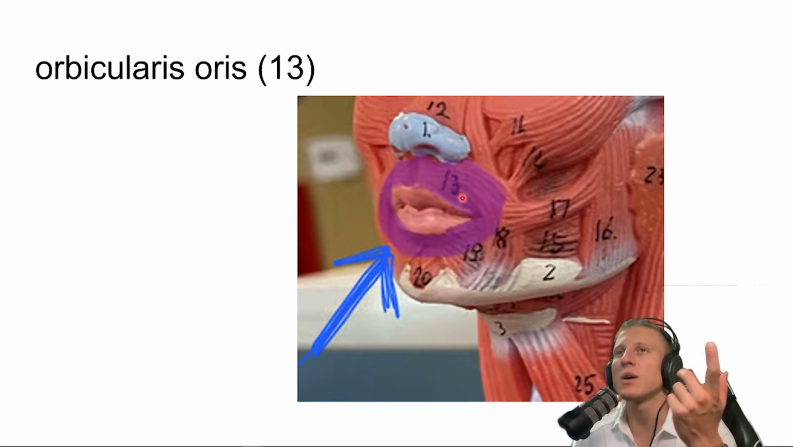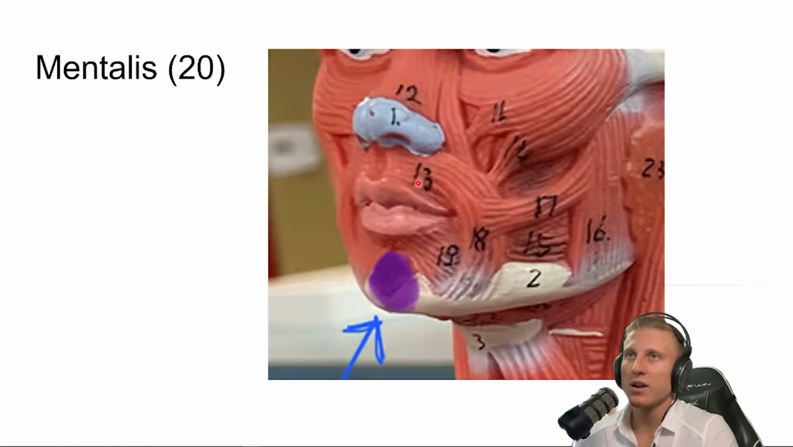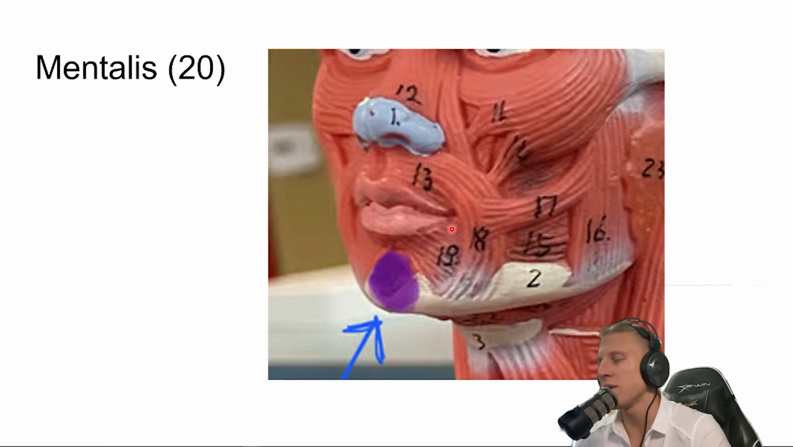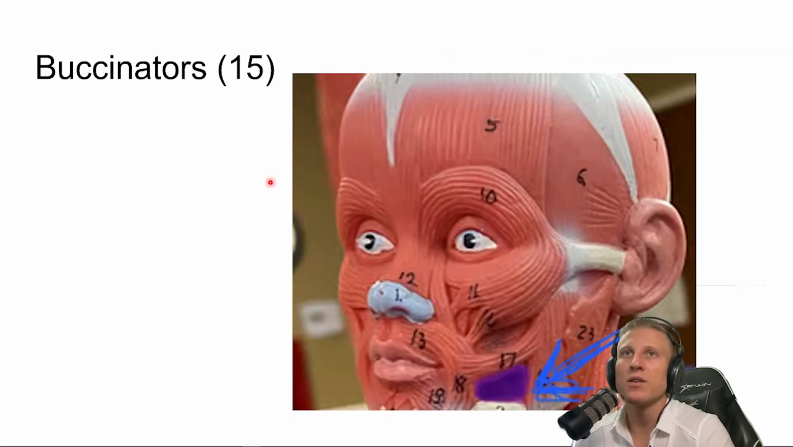You have to know it off the top of your head. So orbicularis oris can be that guy right there, part of your mouth. And then the mentalis, this is the most medial muscle on the mandible. Okay. Then we have the buccinator.